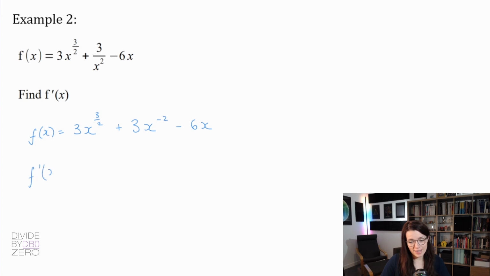Remember, f dash x just means differentiate, or the derivative. So when we do that, we're going to get 9 over 2 x to the power of a half. Bring the 3 over 2 down, multiply and reduce the power by 1. Minus 6 x to the minus 3, doing the same method, and then minus 6 on the end.